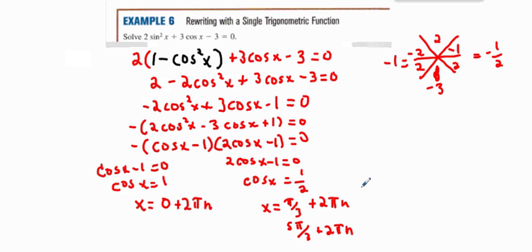Okay, we just solved our equation using a Pythagorean substitution to rewrite it all to one variable, and then we used factoring techniques.